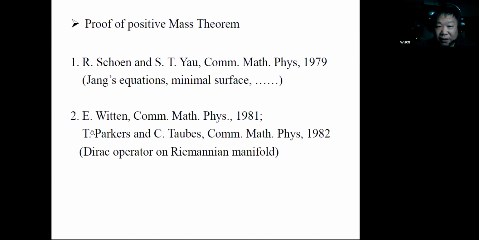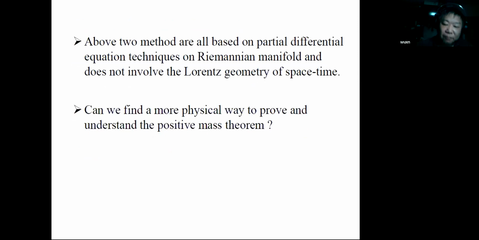Just 2 years later, Edward Witten also gave another proof of the positive mass theorem. They use another way, studying the Dirac operator on the Riemannian manifold. The two methods are of course very important, and both of them are based on partial differential equation techniques on the Riemannian manifold, and do not involve the Lorentz geometry of the spacetime.